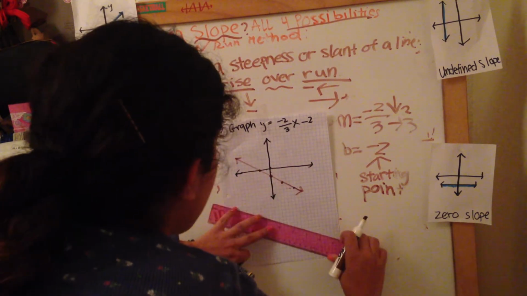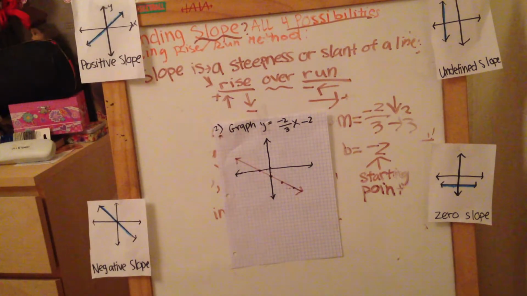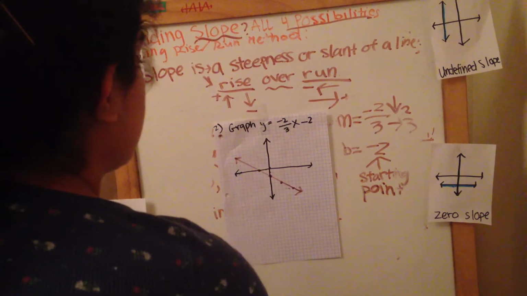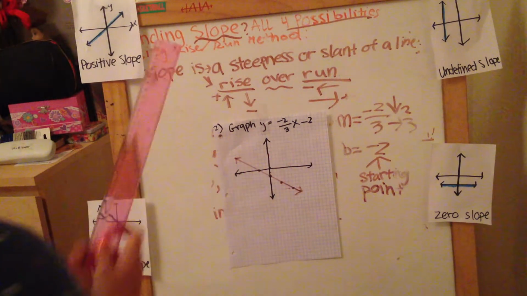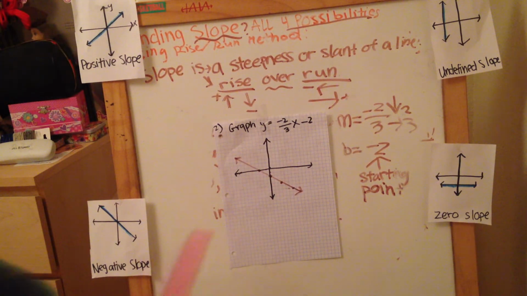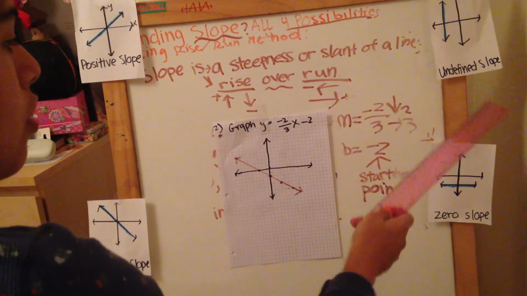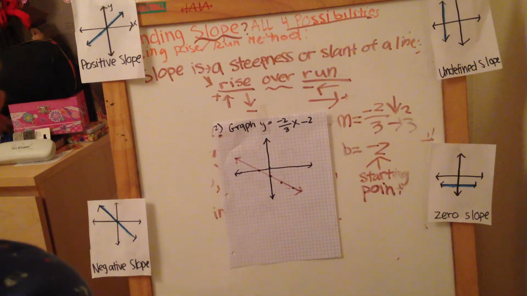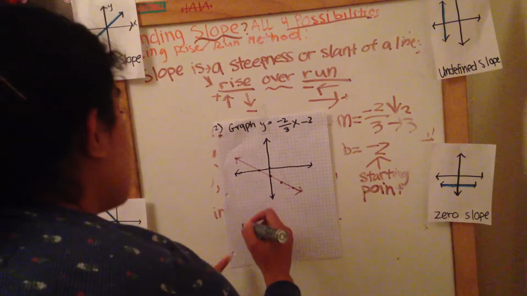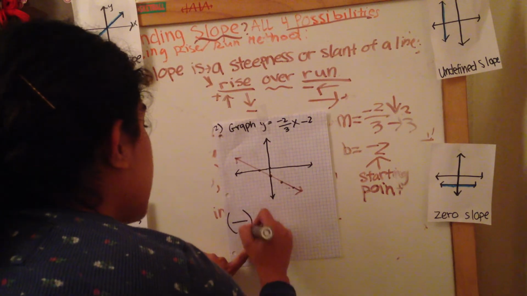Now, what kind of line is this? Is this a positive slope? Is this a negative slope? Is this an undefined slope? Or is this a zero slope? This is a negative slope.